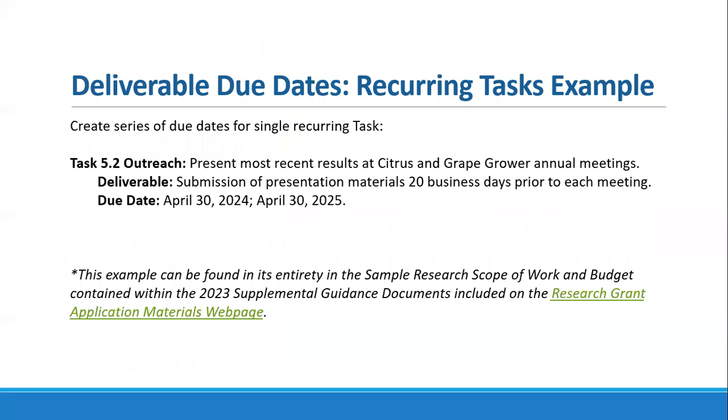Here's an example of one of those recurring tasks. So we see presenting the results at annual meetings for growers, and we see that that would occur in both 2024 and 2025 and be delivered on the same date. This is an appropriate way to write deliverables that essentially cuts down on the amount of text while still retaining all the information we need.